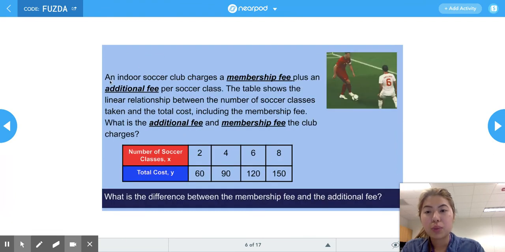So this problem reads, an indoor soccer club charges a membership fee plus an additional fee per soccer class. The table shows the linear relationship between the number of soccer classes taken and the total costs, including the membership fee. What is the additional fee and membership fee the club charges? And so the membership fee is going to be our y-intercept. And because we see the keyword per right here, that's going to tell us that whatever our additional fee is, that is our slope in our equation.